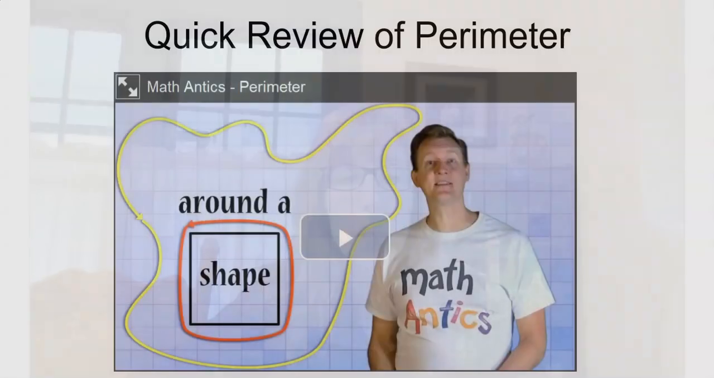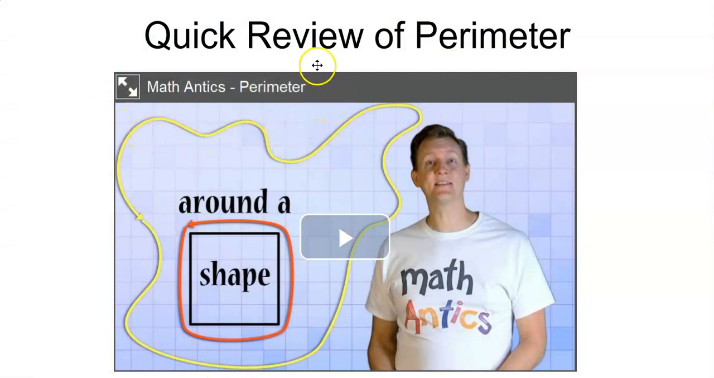Today we are going to be working on understanding area. And yesterday we were working on perimeter. And we know that perimeter is the distance around something. So we're going to do a quick review of perimeter with our Math Antics, and then we'll get started on area.